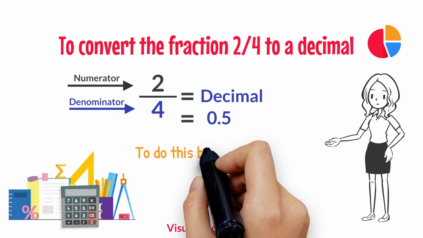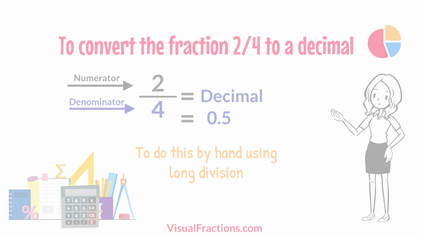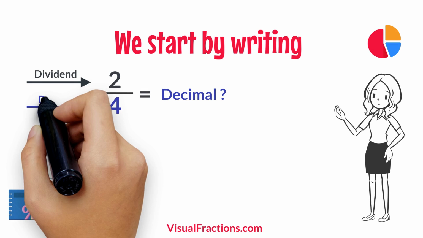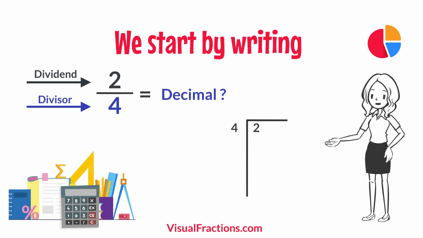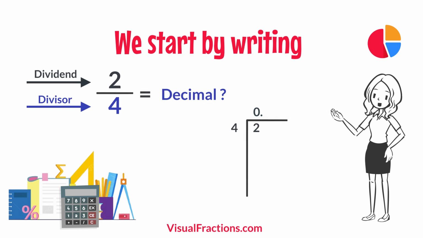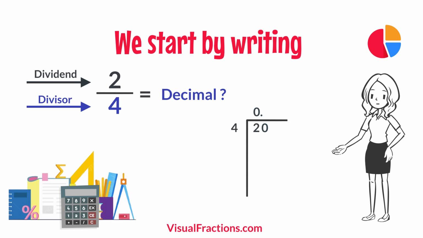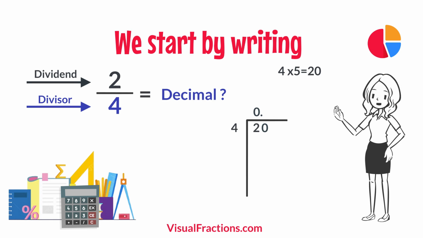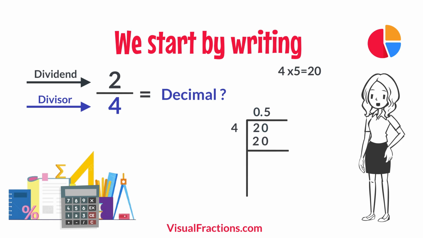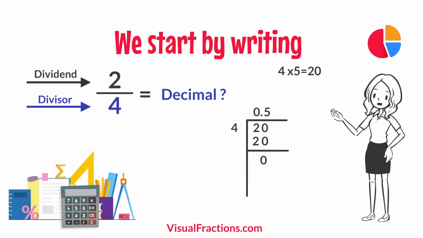To do this by hand using long division, we start by writing 2 as the dividend and 4 as the divisor. Since 4 doesn't fit into 2, we add a decimal point in our answer and append a 0 to 2, making it 20. How many times does 4 go into 20? Exactly 5 times. We write 5 after the decimal point in the quotient. Multiplying 5 by 4 gives us 20. When we subtract 20 from 20, we get a remainder of 0.